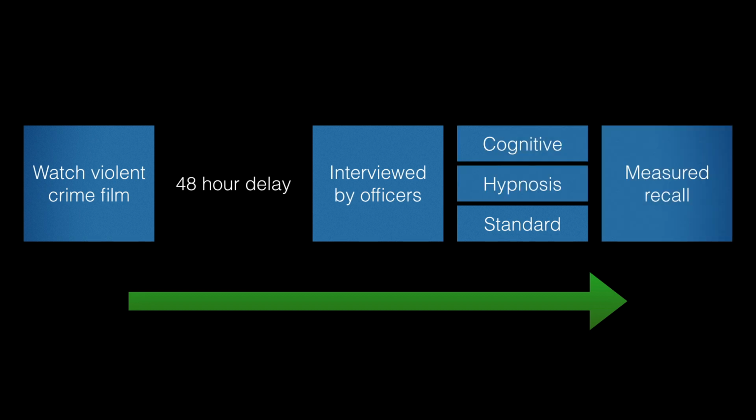In the standard interview condition, witnesses were first asked to describe in their own words what they remembered. Interviewers were then told to use questioning procedures they would normally use, so they would ask specific questions based on the witness's account. In the hypnosis interview condition, participants were asked to describe the film in their own words. The interviewer then performed a hypnosis induction and then asked the witness to restate what they remembered from the film.